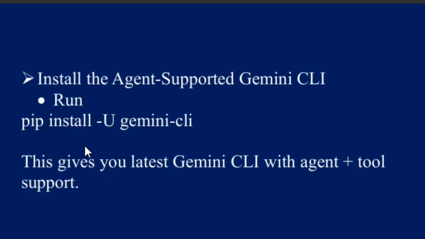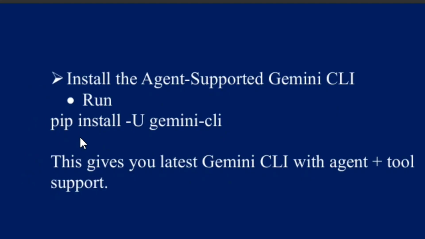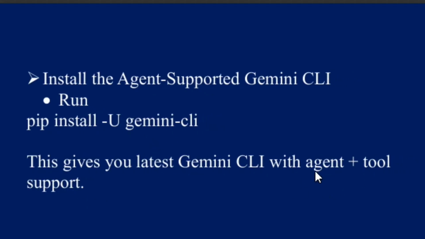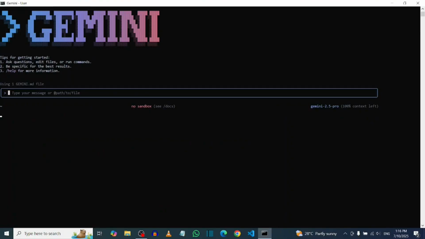If you don't have it, just install it, and after that come and then install the Gemini CLI that comes with the agent option, and that is the pip install -U gemini-cli. Okay, so just type in this or run this from your command or terminal, and then you'll be able to install the Gemini that comes with the agent.